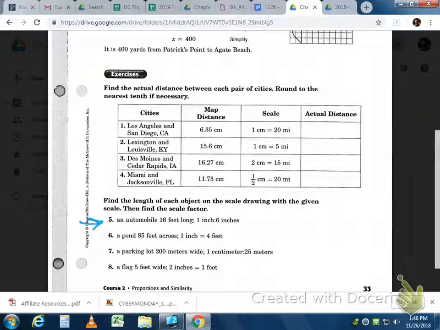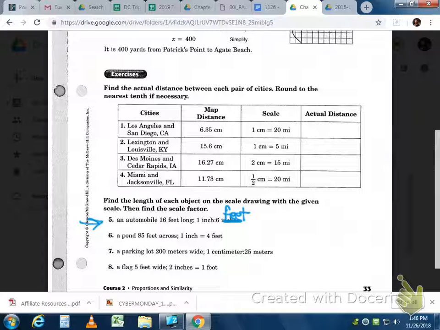Then find the scale factor. We haven't talked about scale factor, but we're going to right now. I can tell you right now, this is wrong. That isn't 6 inches. That's 6 feet. That's a typo, so change that to 6 feet. 1 inch equals 6 feet.